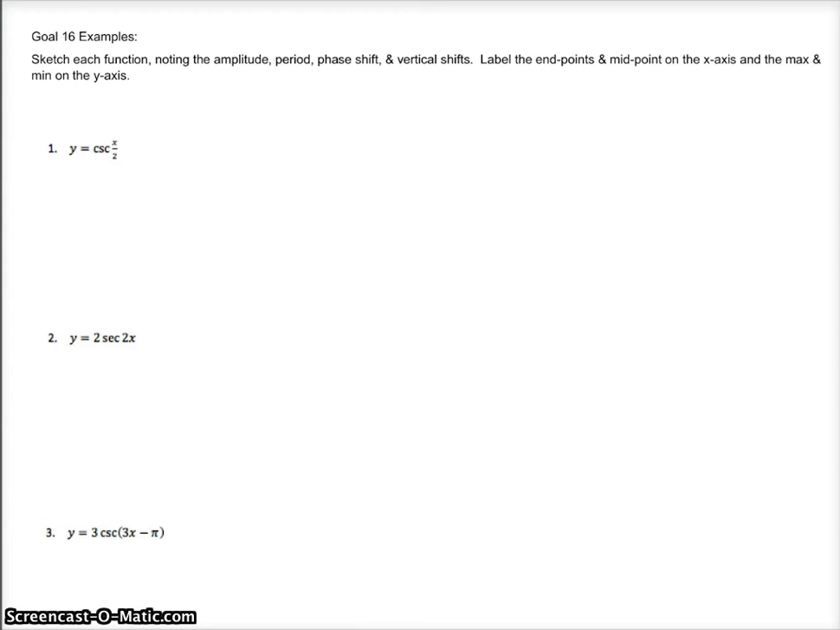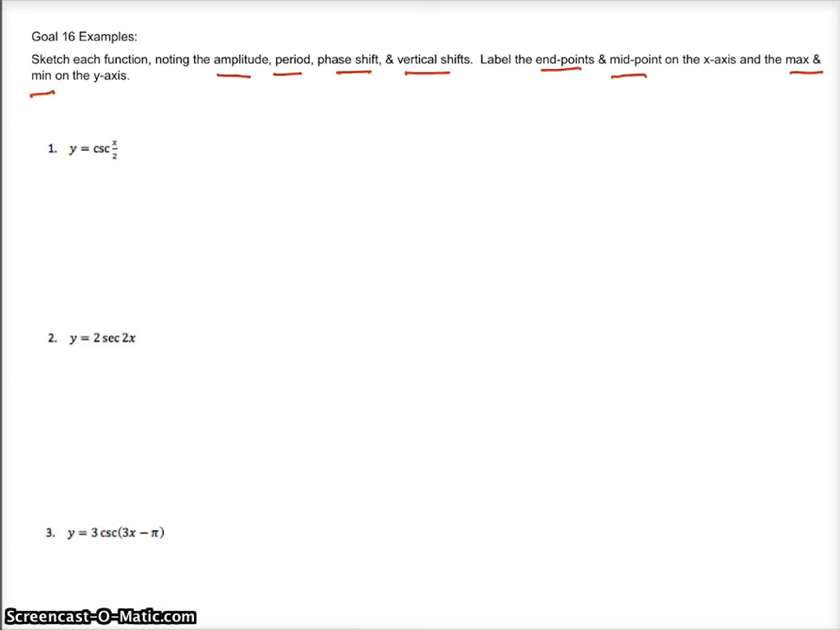When you sketch this function, make sure that you find the amplitude, the period, any phase shift, any vertical shifts, and then as usual we're going to make sure we label along the x-axis endpoints and midpoints, and then the max and the min on the y-axis. Number 1 is asking you to graph y equals the cosecant of x divided by 2.